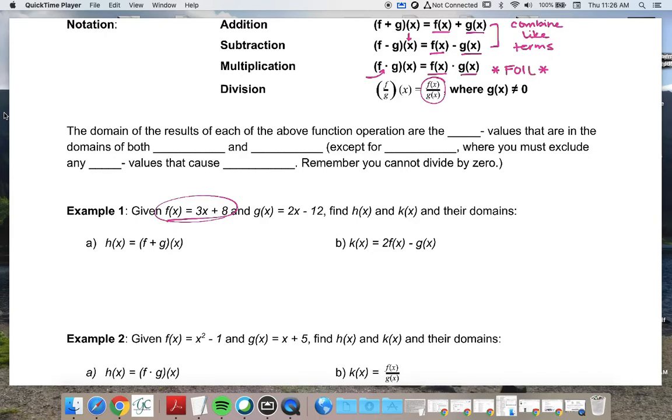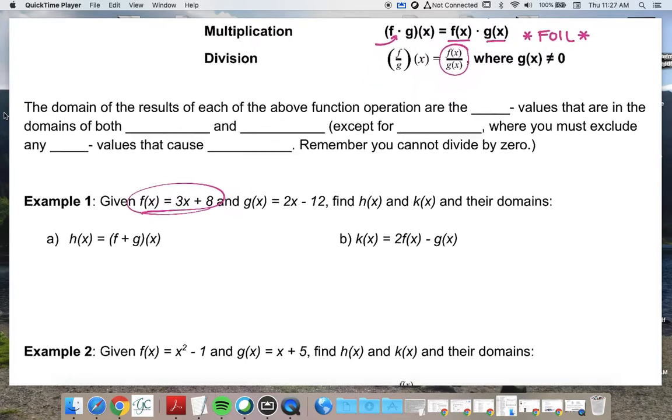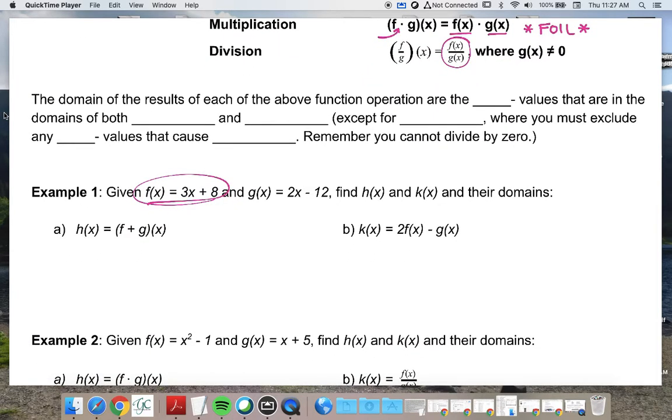All right, as well as talking about operations of functions, we're going to be talking about the domain of our answers as well. So let's define that a little bit. We know the domain of a function is the set of x values that make up that function. So the domain of the results of the different function operations are going to be the x values that are in the domains of both functions that we are performing the operations with. So f of x and g of x, it could be g and h and j, k and f, whatever it is.